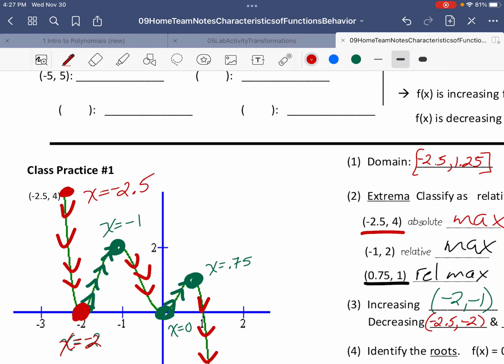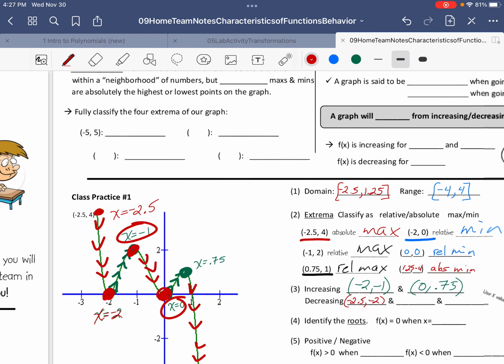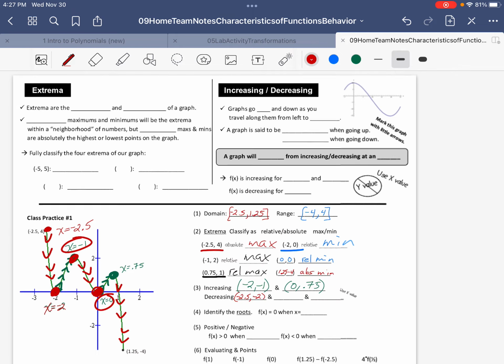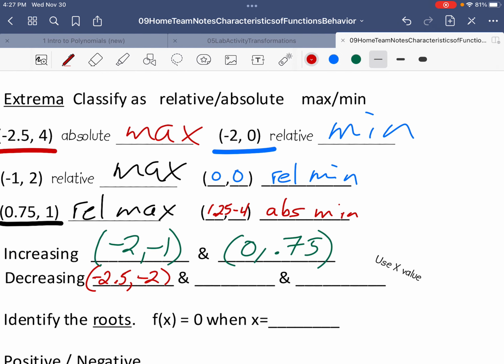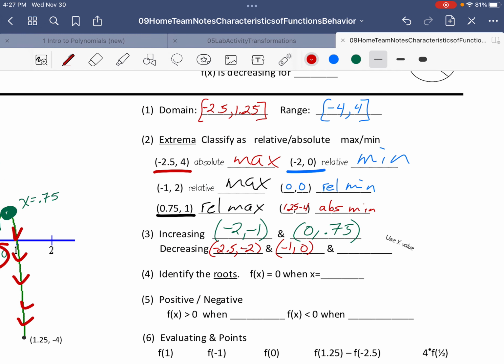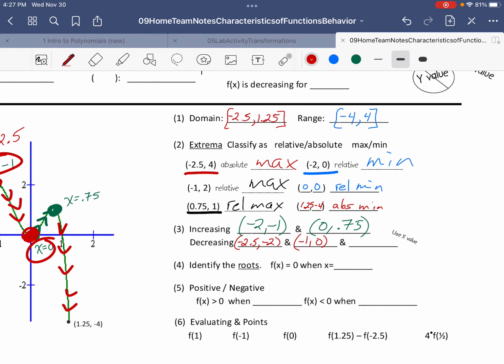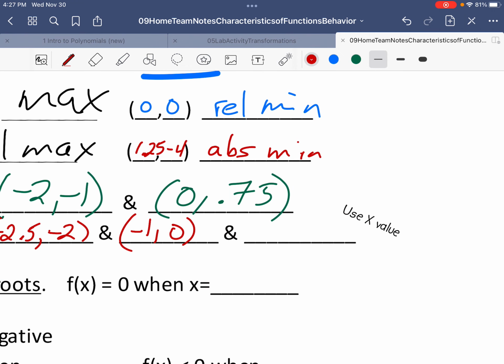And then it looks like the graph is going down between these red points. What are these red points? Well, I already gave them. They're x equals negative 1 and x equals 0. So we're decreasing when we're between negative 1 and 0. And then finally, one more time, we're decreasing between these red points, which again, I use the x value to signify. That's why we're going to say between 0.75 and 1.25.